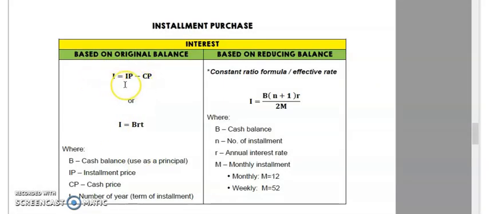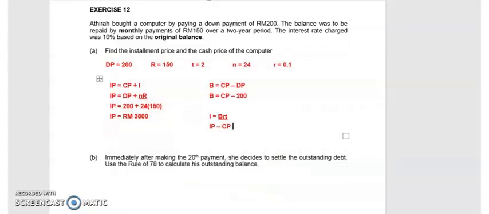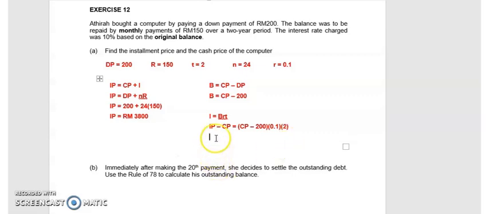Okay, you can use this formula as well: I equals IP minus CP. So you substitute IP minus CP into I here. So this one, IP minus CP, equals the balance. So what is the balance just now? CP minus 200, and then multiply by R. R is 0.1, multiply by T equal to 2. Okay, we know that IP is 3800, minus CP equal to CP minus 200.